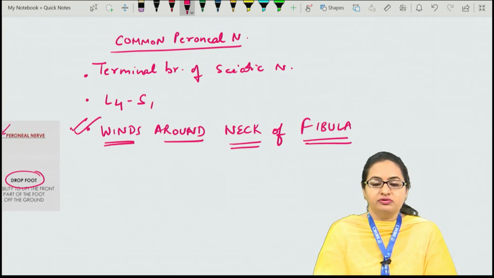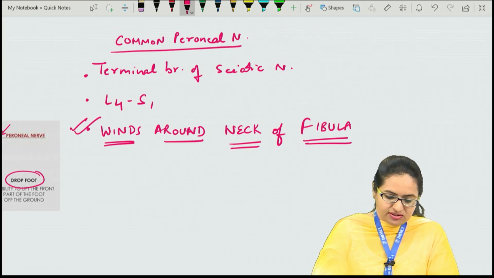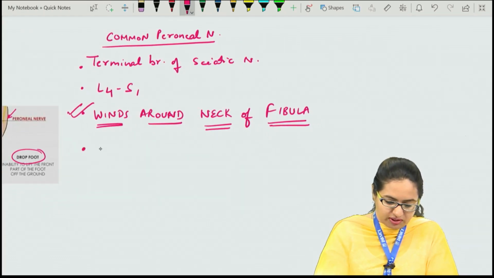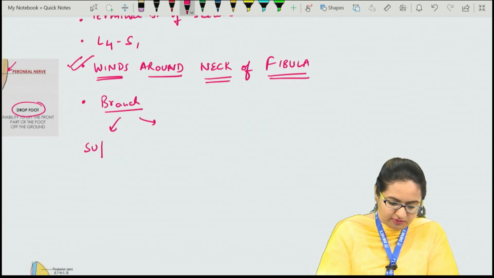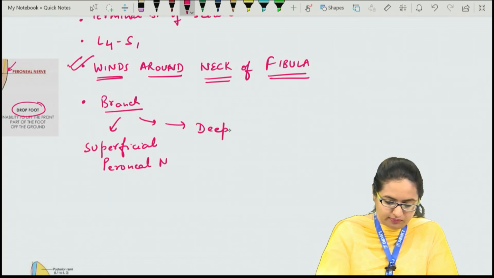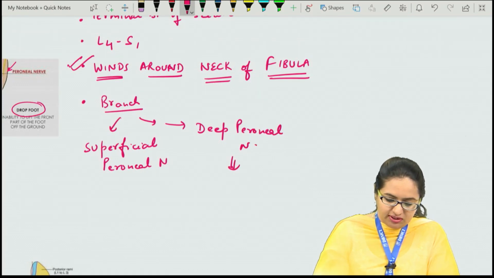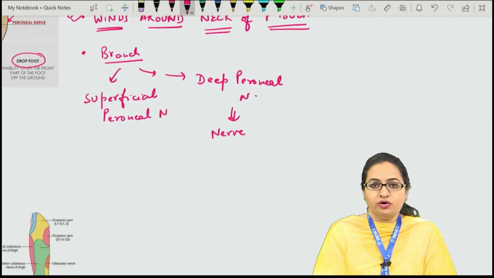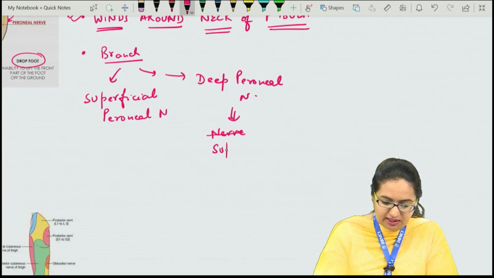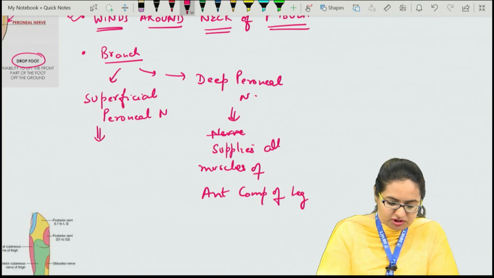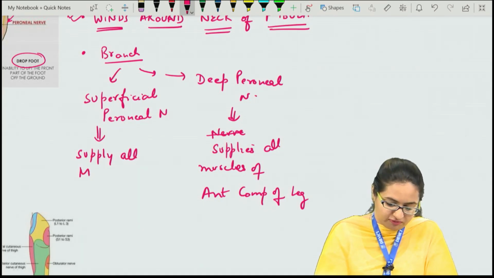Now after it winds around the neck of the fibula, it will reach the anterior compartment or anterior side of the leg, and as it reaches the anterior side of the leg, the common peroneal nerve divides into two branches, the superficial peroneal nerve and the deep peroneal nerve. The deep peroneal nerve supplies all the muscles of the anterior compartment of the leg. And the superficial peroneal nerve supplies all the muscles of the lateral compartment of the leg.